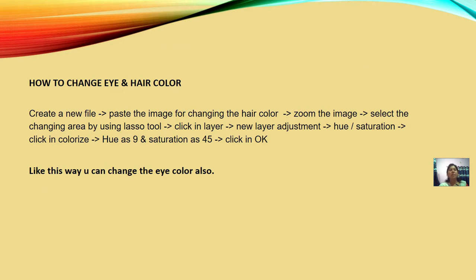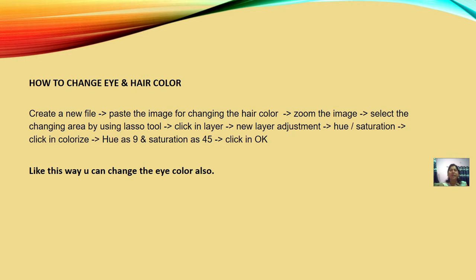Now after preparing the passport size photo, if you want to change the eye color and the hair color, what is the procedure? So the next question asks how to change the eye and hair color. Create a new file, paste the image for changing the hair color, zoom the image, and select the area to change by using the Lasso tool.